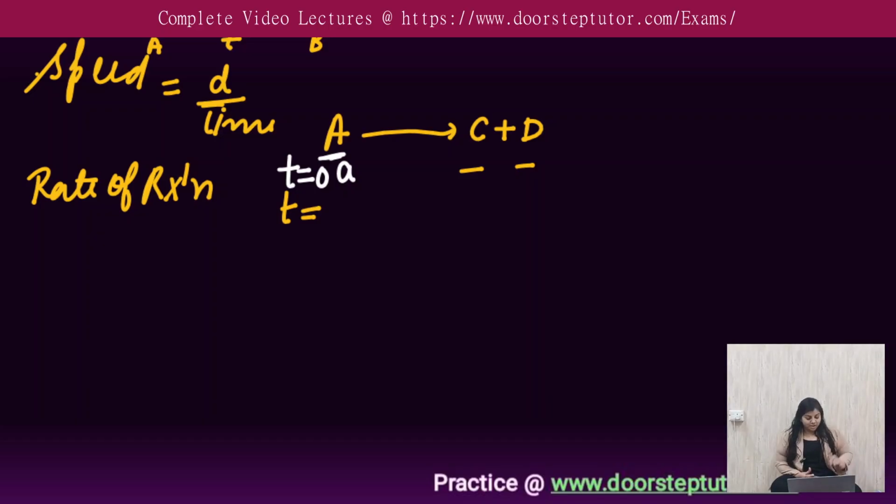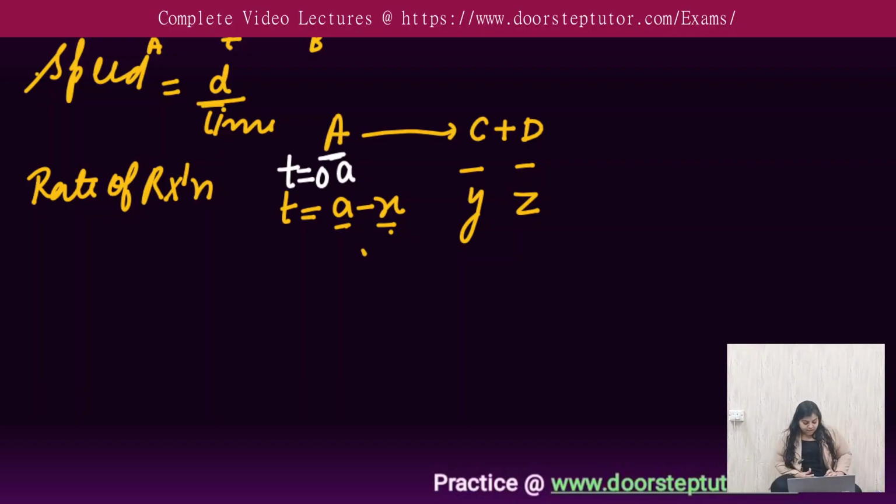So what is actually happening? The amount of A that we have is decreasing. Suppose X amount of A has dissociated and Y amount of C and Z amount of D are being formed. So what actually is happening? There is going to be a change in the concentration of the reactant as well as the products.